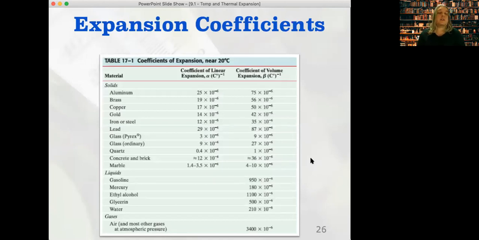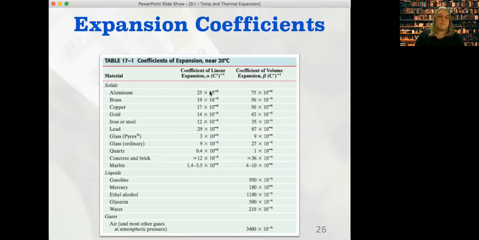Right, expansion coefficients. So this alpha tells us how much the length is going to change based on the change in temperature. And as you would expect, it depends entirely on the material the object is made of. So here are a bunch of examples. You'll notice that we've got two columns. We've got a linear expansion and a volume expansion. We haven't talked about volume expansion yet.